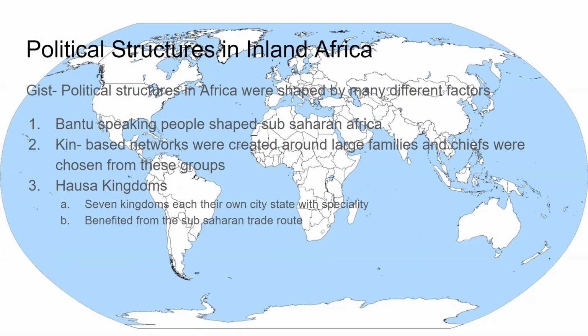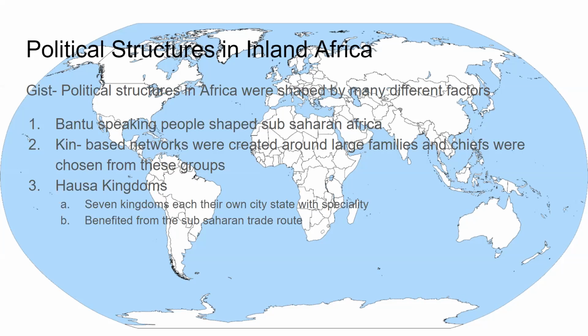All right. Political structures of inland Africa. You got to remember that sub-Saharan Africa is the area we're talking about here. This is the area under the Sahara Desert. They're going to be based in kin-based networks, which essentially is large families built around chiefs. The families gained power. As they gained power and became more popular, more people want to be inside of them, right? Be part of that family. So they marry into the family, right? They become part of the family, and that expands the family's power. And then those kin networks are going to lead to chiefdoms, right? Where they pick a chief.